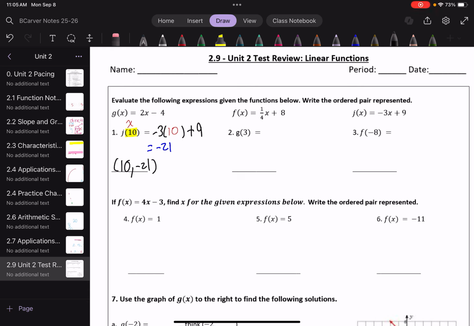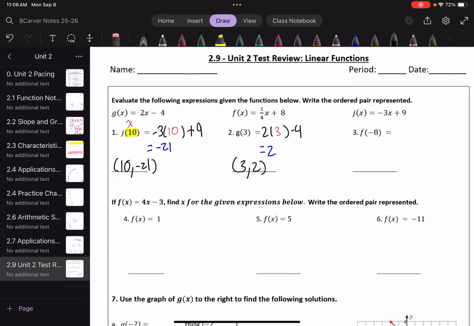I'm going to do the same thing with g of 3. My function g is g of x equals 2x minus 4. Anywhere I have an x, I'm now going to substitute in 3. And I still have the minus 4. 2 times 3 minus 4 gives us the output of 2. So our ordered pair there is 3 comma 2.